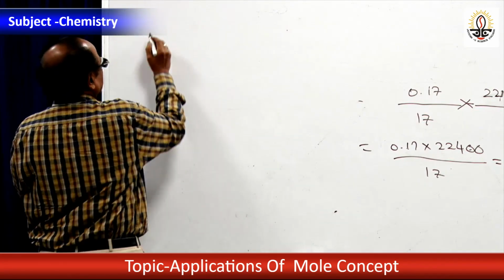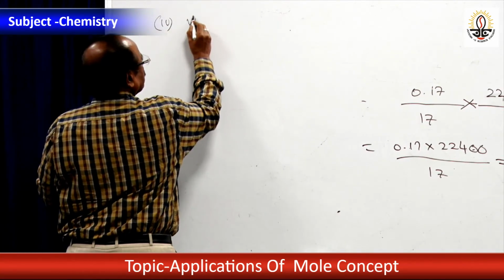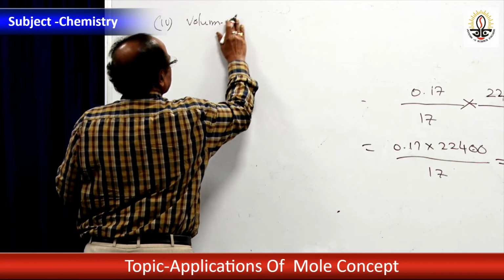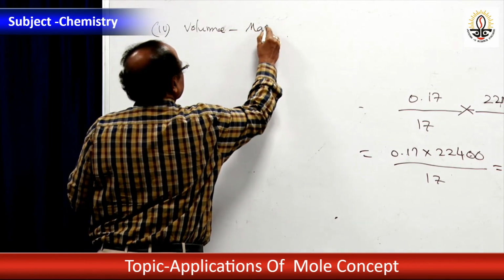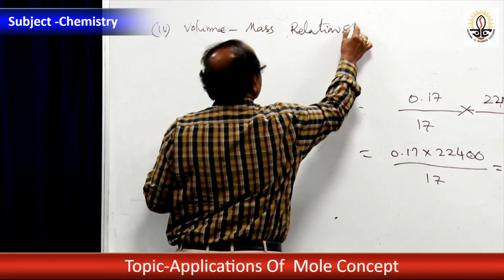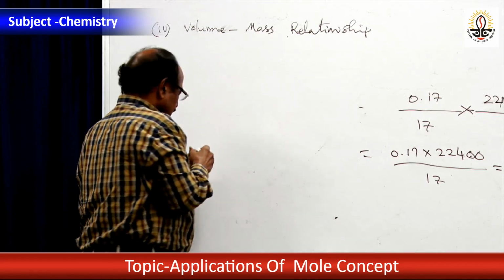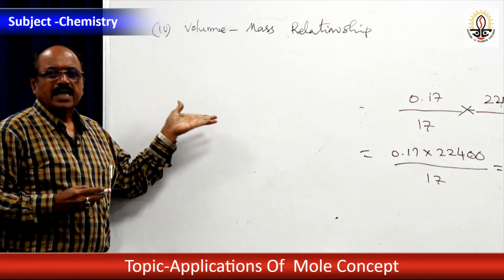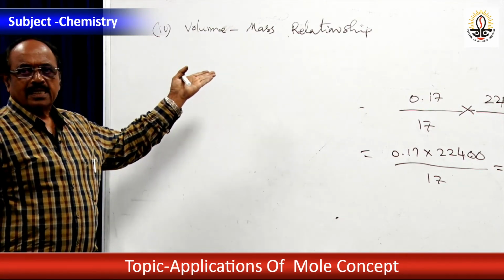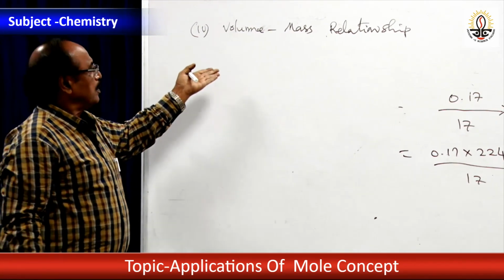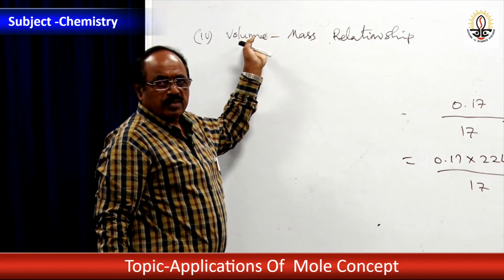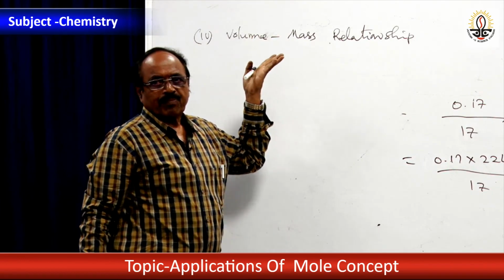So, the fourth application we are using here is the volume-mass relationship. What is this? This mole concept helps us in calculating the mass of a given volume of substance at NTP. So, what is the meaning of this application? Calculation of the mass of a given volume of a gas at NTP.